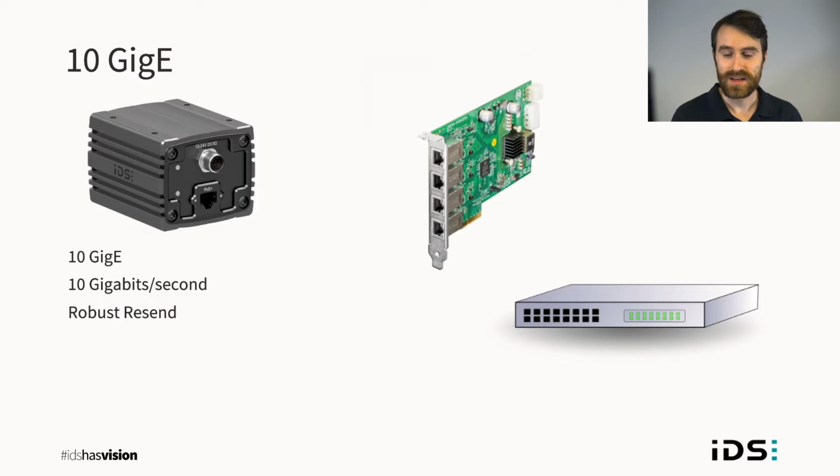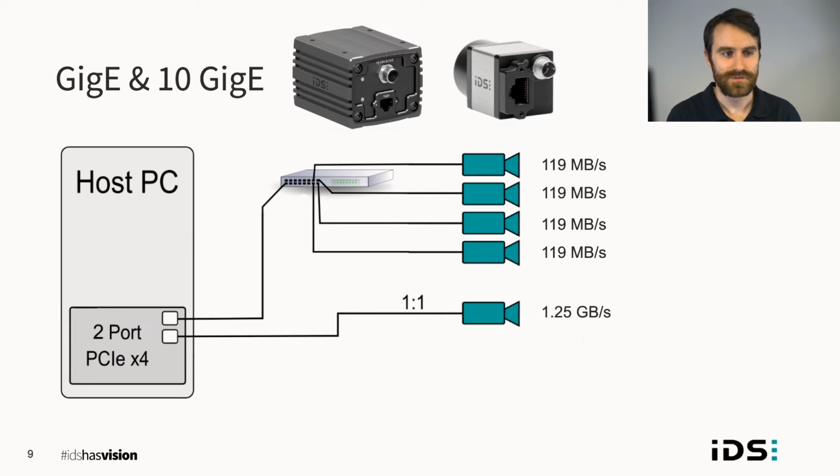10 GigE carries many of the same advantages as Gigabit Ethernet. There are long cable lengths, proven components, and a robust resend, but at 10 times the bandwidth. Even more interestingly, the interfaces are interoperable with each other. So if you want more bandwidth for a multi-camera GigE system, you can use 10 gigabit components. So we have a 10 GigE interface card and a switch with at least one 10 GigE port, and it distributes that full 10 GigE connection to any number of cameras attached to that switch. So you could have 10 GigE cameras running at their full speeds.